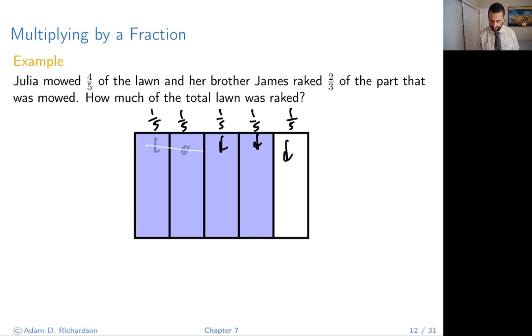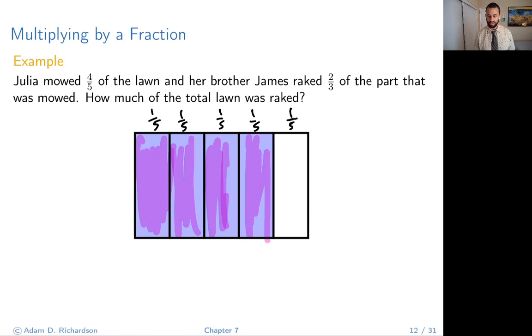So, or I should say, this right here is 1/5. And so is this, and so is this, and so is this. Those are each 1/5 of the lawn. Since I've highlighted 4 of them, I've got 4/5. All right. Now it says that her brother James raked 2/3 of the part that was mowed.